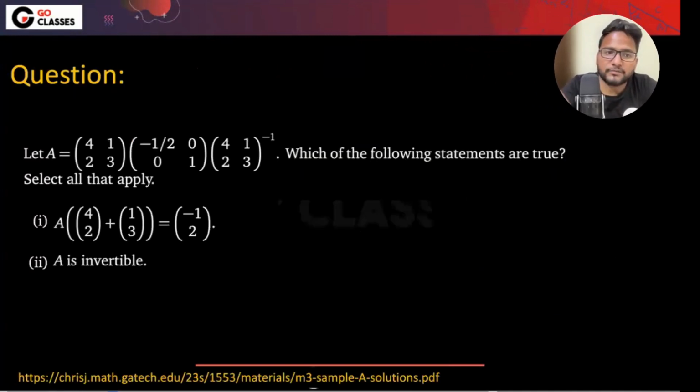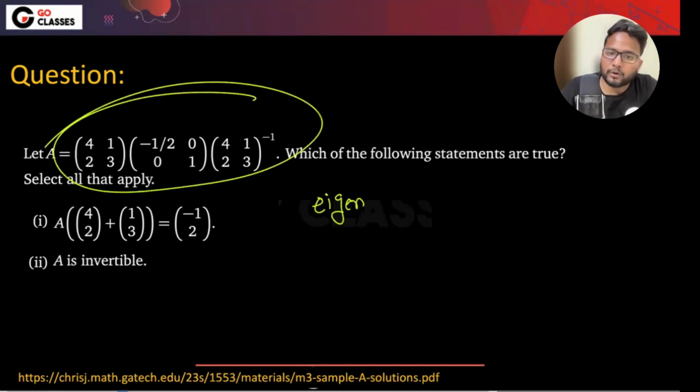Let's check this. Suppose they say that A is diagonalizable, and they have even given the factorization. So they are saying this and this. Which of the following statements are true? A times 4 2 plus 1 3. Can you tell me what the eigenvectors of A are using this? Can you tell me what the eigenvectors are?